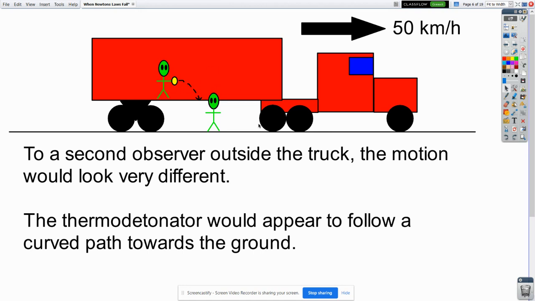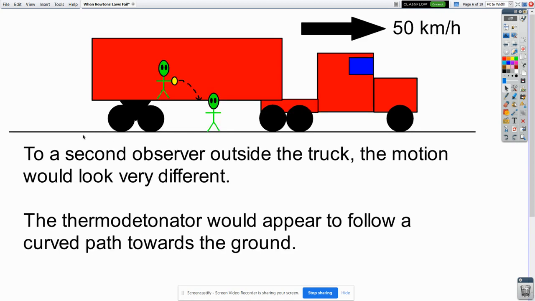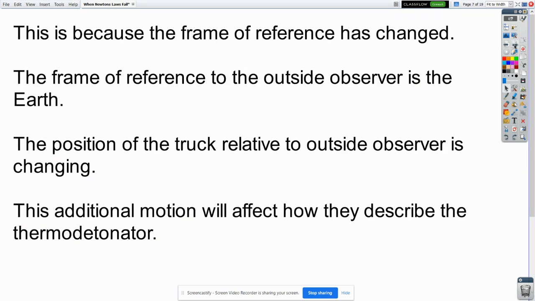So to the outside observer, it would appear something completely different. And that is because the frame of reference has changed. The frame of reference for the person on the outside is the earth, the ground that they stand on. The ground that they stand on is not moving. So this little part of the ground here stays the same distance away from the observer on the outside as this little piece of ground over here does. The ground is the thing that's not moving. The frame of reference is entirely different. It's the earth this time.